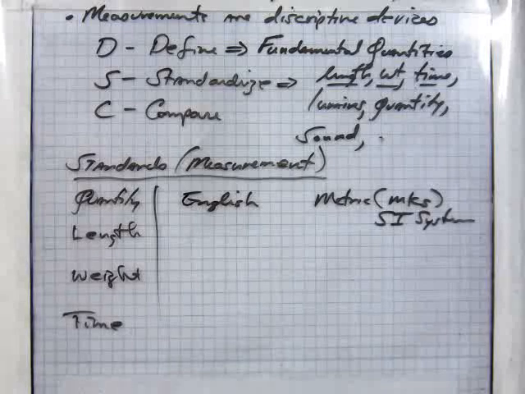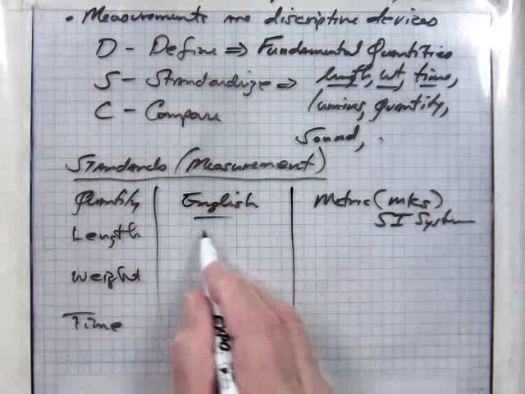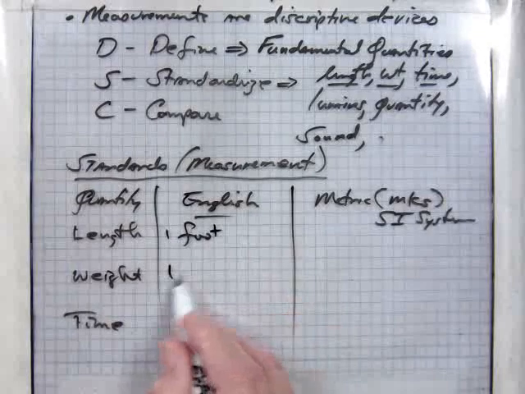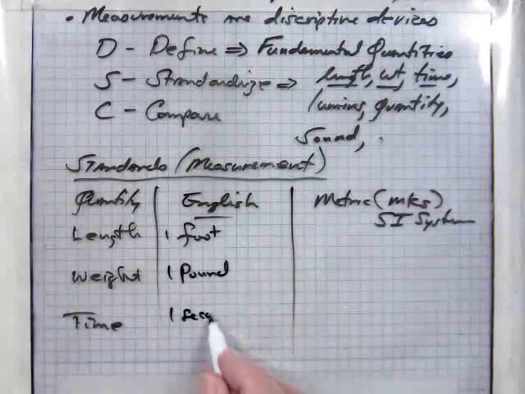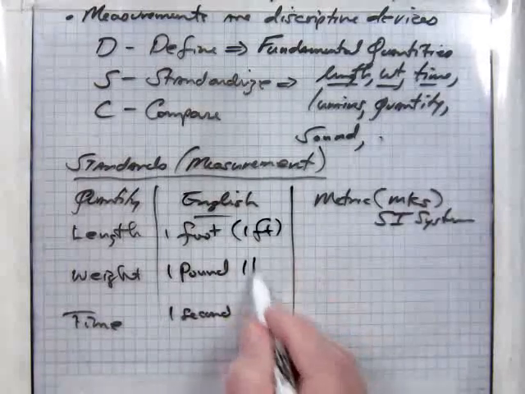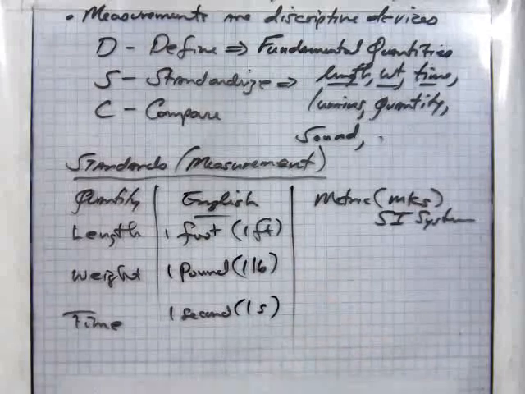Okay, so when we talk about standards in the English system, of course that's the foot, 1 foot. And then weight is 1 pound. And time is 1 second. And these are abbreviated, as you know. I'm telling you stuff you already know, but it still needs to be covered and put in perspective.